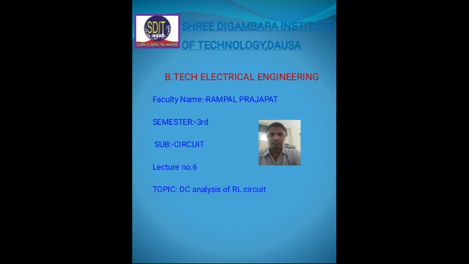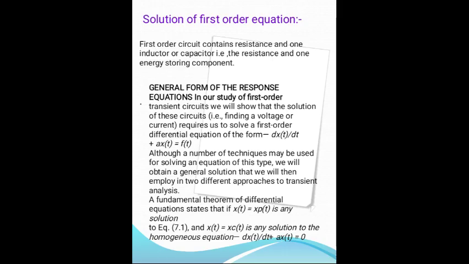Today in this lecture we will study DC analysis of RL circuit. What is the meaning of DC analysis of RL circuit? It means an RL circuit is excited with a DC source, and the behavior of the circuit will be studied in this lecture. Now, first of all, we have to know the differential equations.